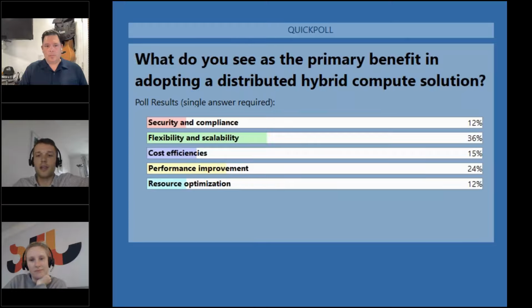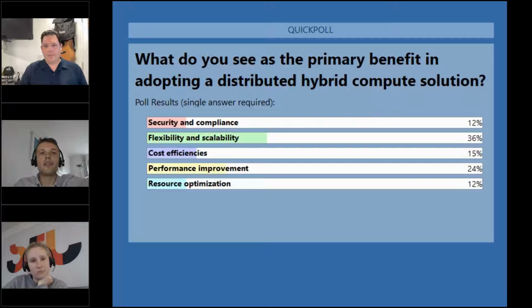Perfect. So yeah, you should now see the results on the screen pop up. So as you can see here, it's flexibility and scalability at 36%, and then performance improvement at 24% as the 2 primary triggers. So yeah, right to Adrian. I don't know if either of you particularly want to jump in there first and start commenting on this. But yes, those are the two leading options.